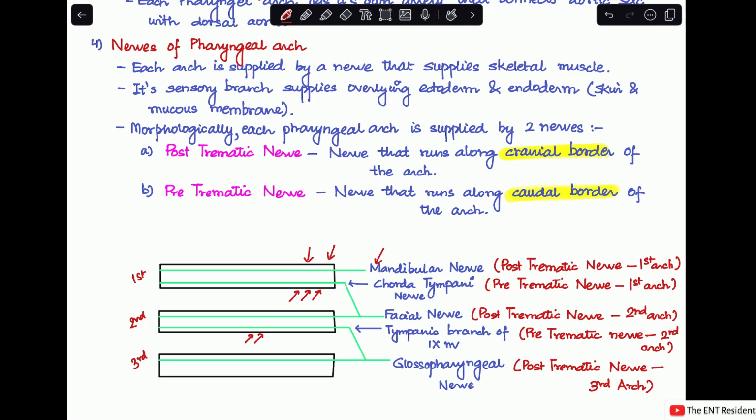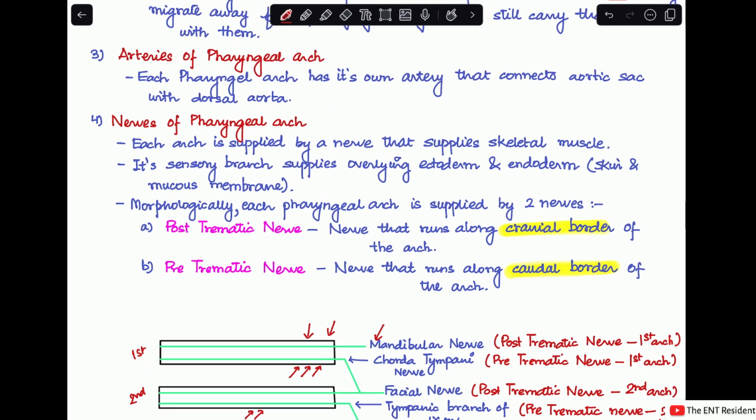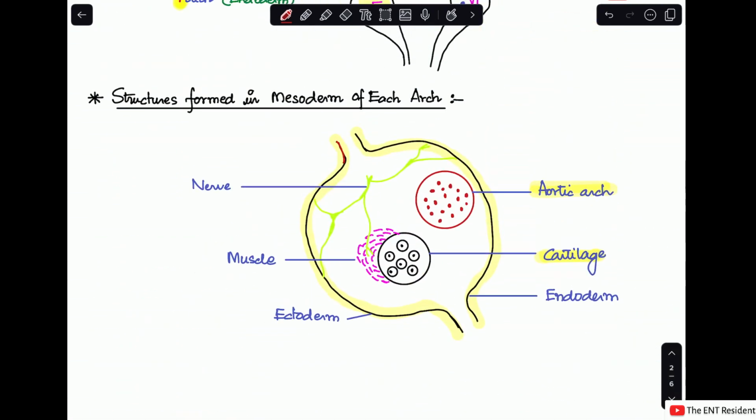So usually when we are asked about the nerve of the pharyngeal arch, the usual answer we give is the post-trematic nerve. But if your examiner asks you if there is a special scenario, you can say that in case of the first and the second arch, there's also a pre-trematic nerve in addition. The pre-trematic nerve for the first arch is the chorda tympani, and the pre-trematic nerve of the second arch is the tympanic branch of the glossopharyngeal nerve. So this is all about the structures that form in the mesoderm: the cartilage, muscle, nerve, and artery.